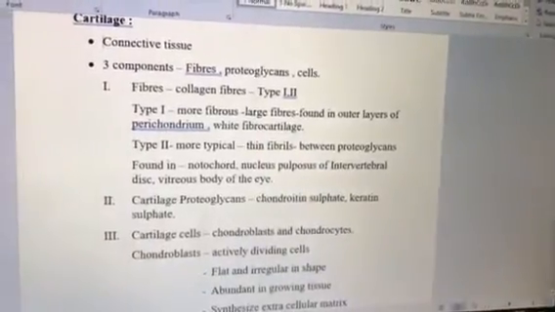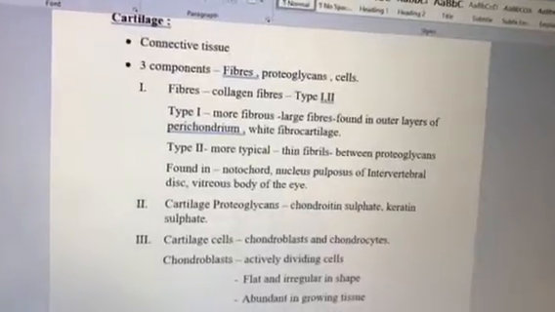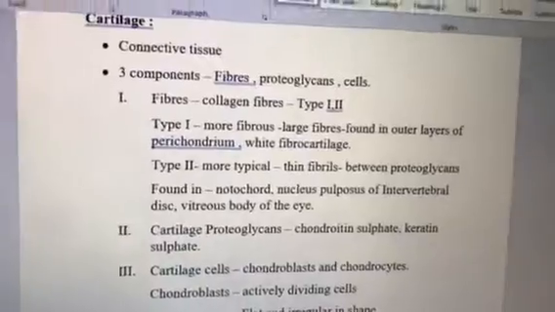Good evening students. When you write about the cartilage, you have to write about it as a connective tissue. It's a form of a connective tissue. Bone, cartilage, all these things are a form of connective tissue. So first thing is, what are the components?